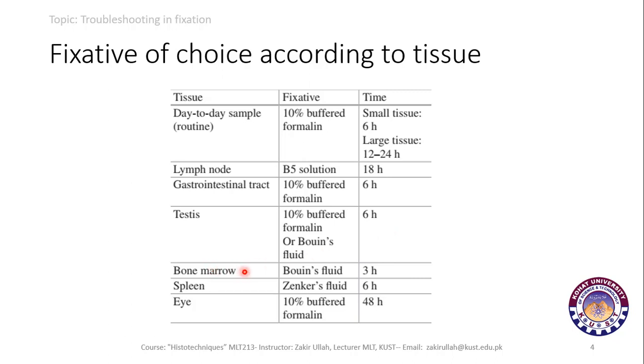For bone marrow tissues, they are fixed in Bouin's fluid and the time of fixation is 3 hours. The spleen or related organs are fixed in Zenker's fluid and the time is 6 hours for the fixation. The eye specimens are fixed in 10% buffered formalin and their time of fixation is 48 hours.